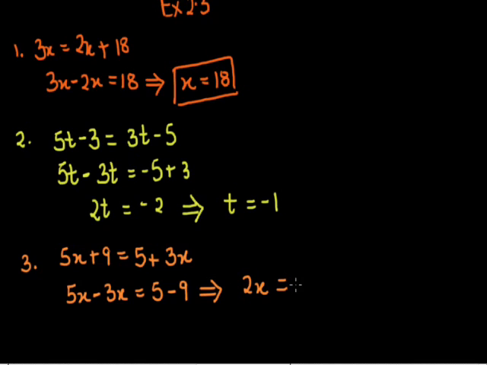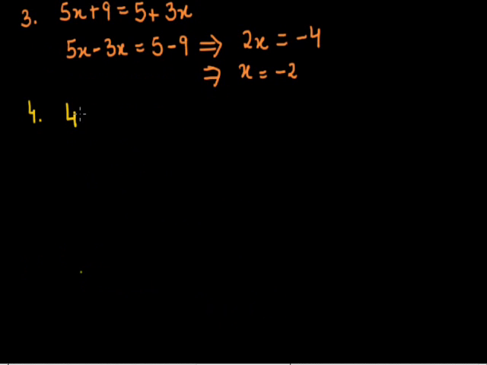2x is equal to minus 4. Now to get the value of x, I will divide by 2 on both the sides. So the value of x will be equal to minus 2. Fourth part, 4z plus 3 is equal to 6 plus 2z. I have to find the value of z in this question.